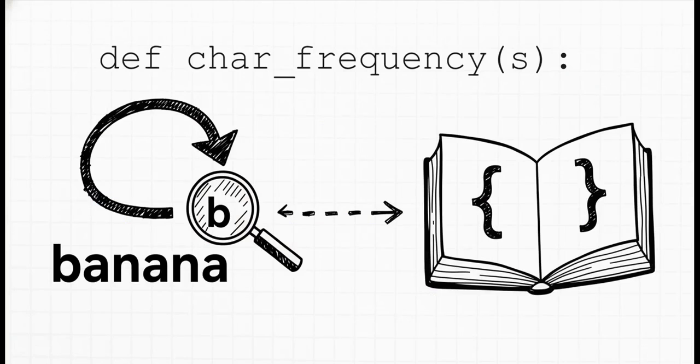So let's build it. The setup is really simple. We define our function, we create a brand new empty dictionary called freq_dict, and then, just like we've done before, we start looping through our input string one character at a time.